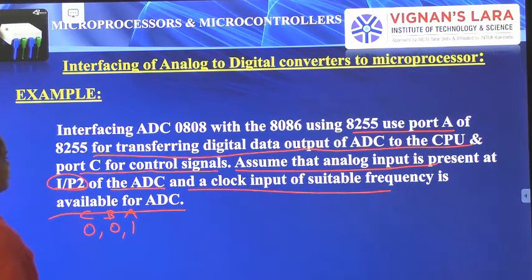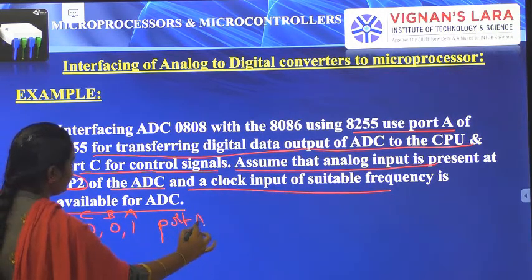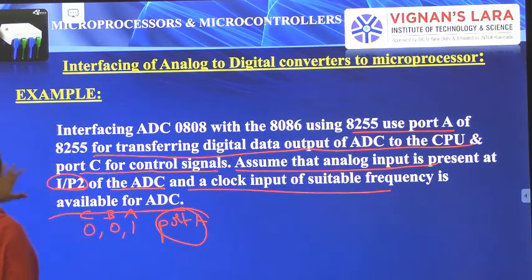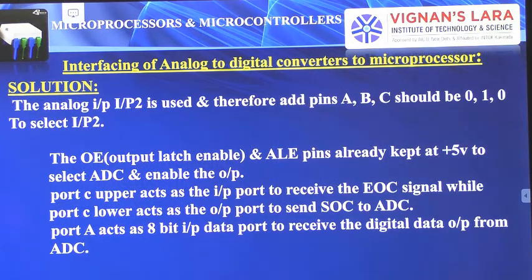So we are going to interface by using port A. That means port A is carrying the information from the 8255 to the input and output device. The input device here is the analog to digital converter. Okay, this is the solution.